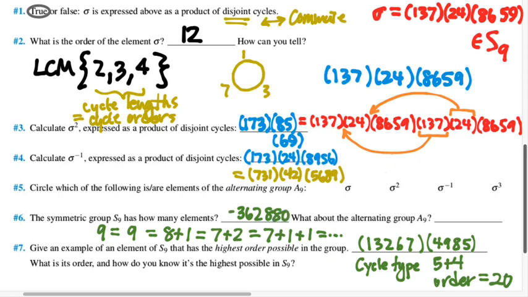362,880. How'd you get that? N factorial. 9 factorial, exactly. So there are 362,880 elements. That's the order of the group S9. But none of those elements has an order higher than 20. Why is this at least a little bit surprising? Or why is it different than what we saw with cyclic groups in our last chapter?